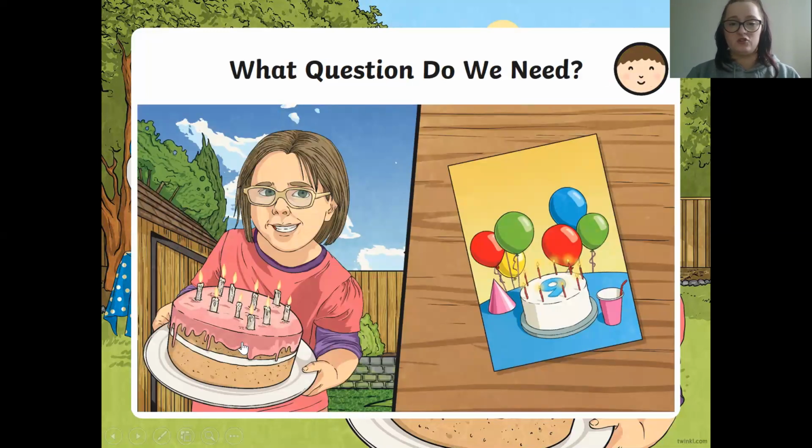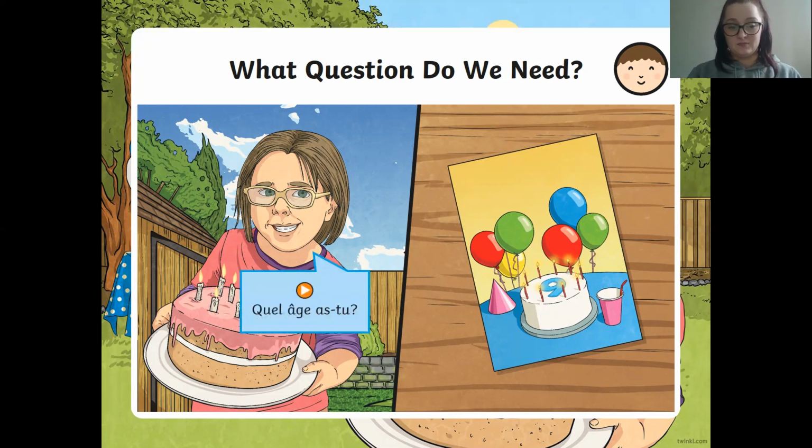So what question do we need? So here we'd need to ask the question, wouldn't we? How old are you? And it says how old this little girl is on the cake here. So the question would be, quel âge as-tu? And then how would she respond, Year 3? Any ideas? She'd say, j'ai 9 ans. So I am 9 years old. J'ai 9 ans.